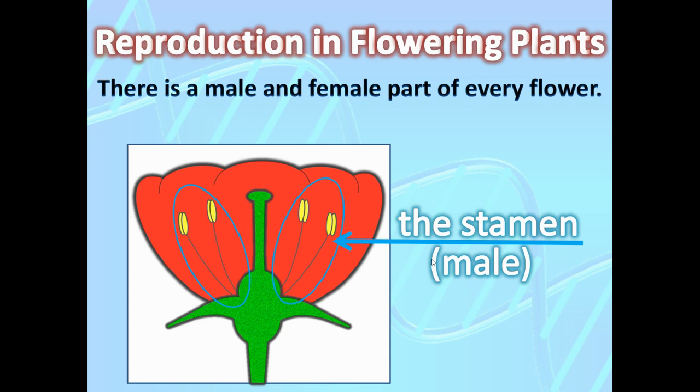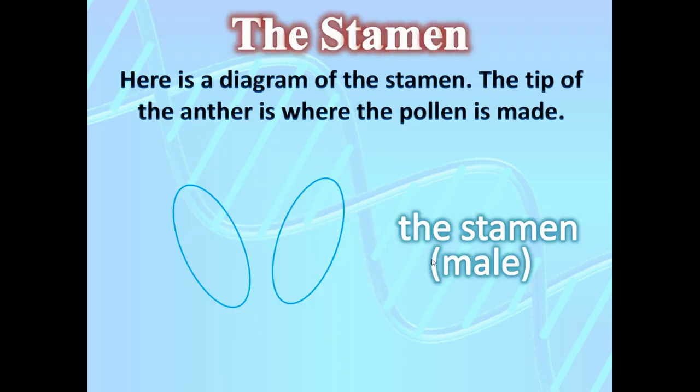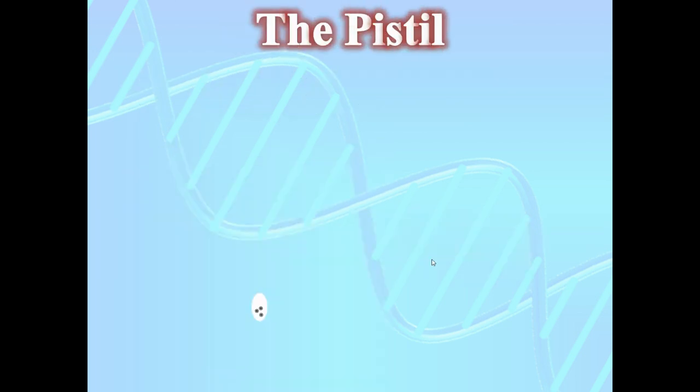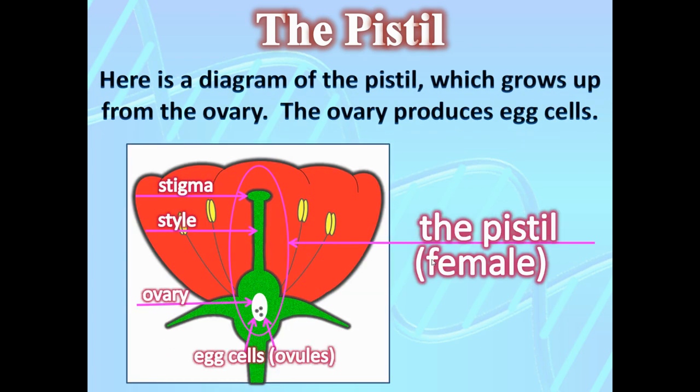The stamen is a male part and the pistil is a female part. Now, the stamen and the pistil are two main reproductive parts of the flower. Here's a diagram of the stamen. The tip of the anther is where the pollen is made. The pistil. Here's a diagram of the pistil which grows up from the ovary.